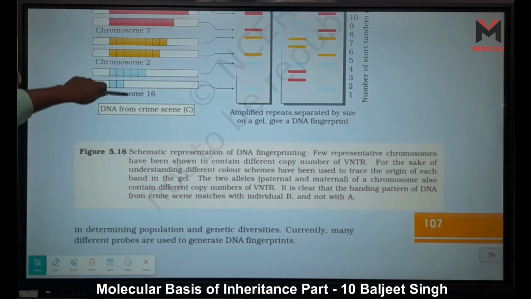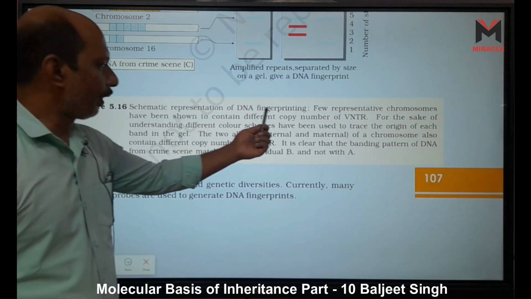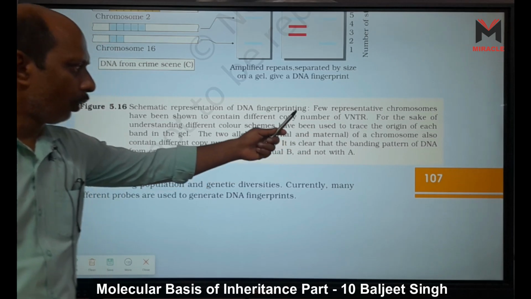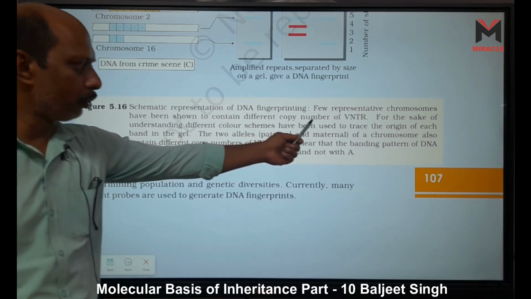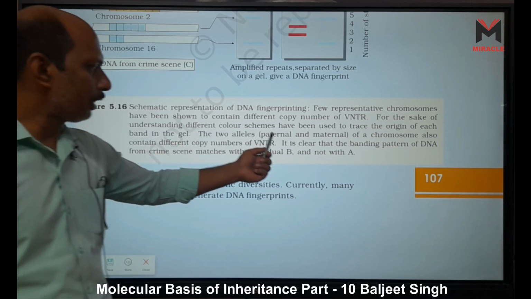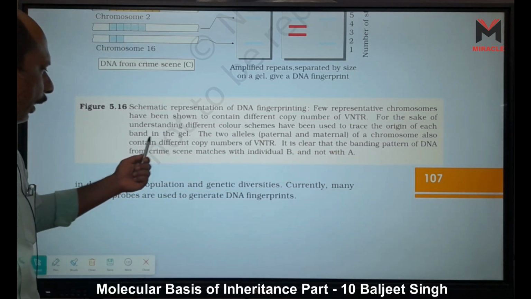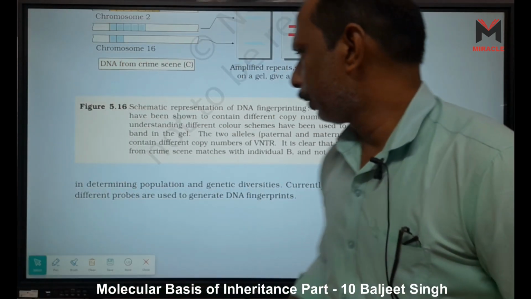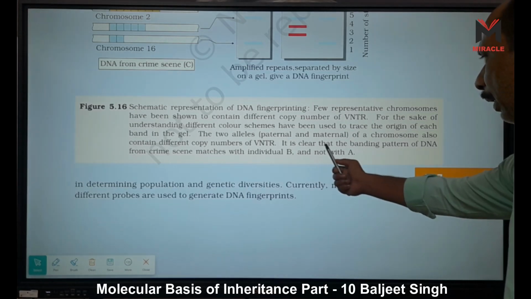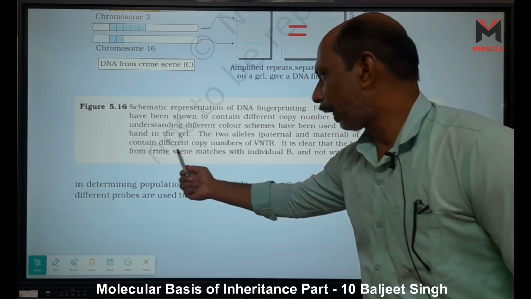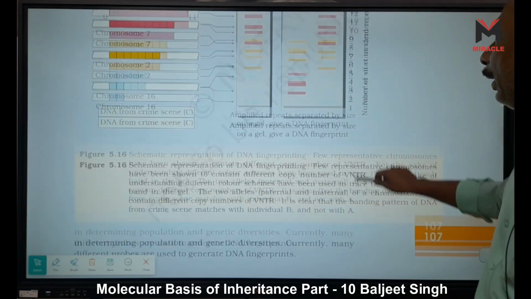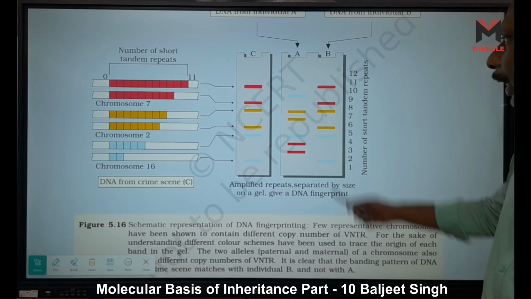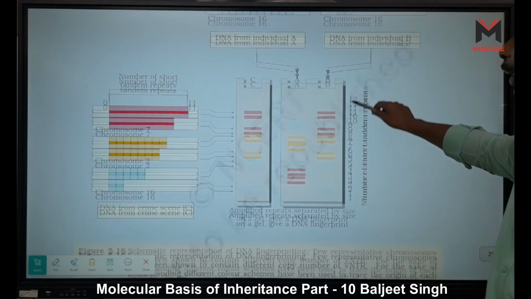And here, the representation of DNA fingerprint: a few representative chromosomes have been shown with certain different copies of VNTR. For the sake of understanding, a different color scheme has been used to trace the origin, right? The two alleles, maternal and paternal, of the chromosome also contain different copy numbers of VNTR. Mother and father also contain different copies, right? It is clear that the banding pattern of DNA from the crime scene matched with individual B, not with A. When you see this crime scene, it is matched with B, not with A. That means this one is the criminal, right? This one.